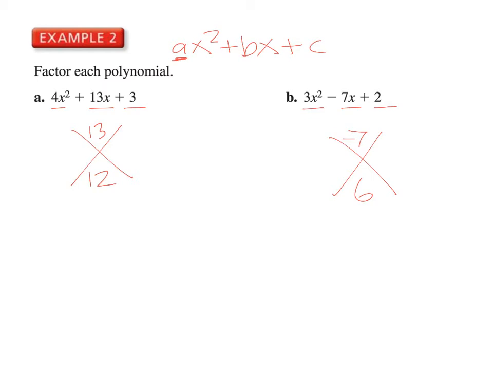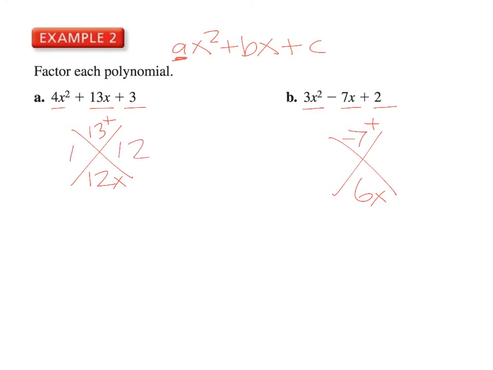Okay? And now you do the same thing. What are two numbers that add up to 13 and multiply to give you 12? Two numbers that add up to negative 7 and multiply to give you 6. So what are two numbers that add up to 13 and multiply to give you 12? That one's pretty easy. 1 and 12.